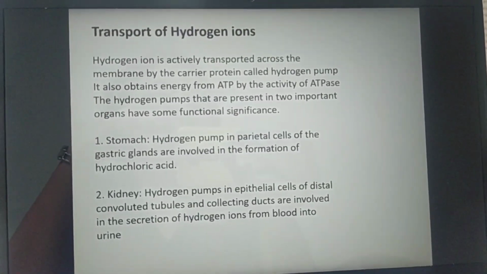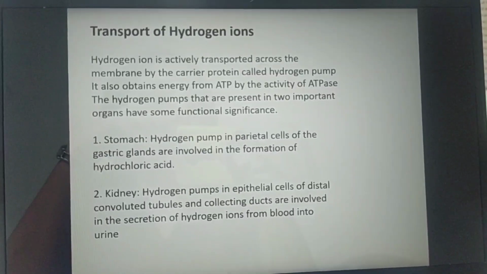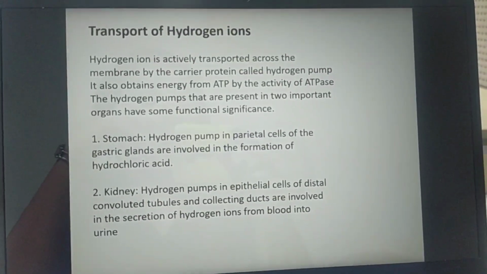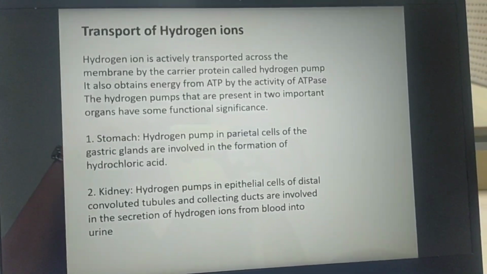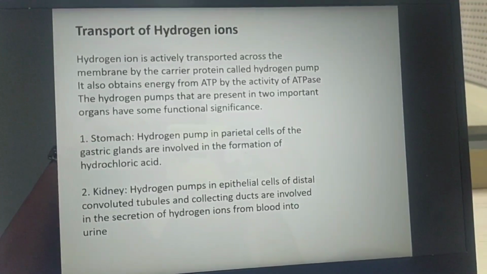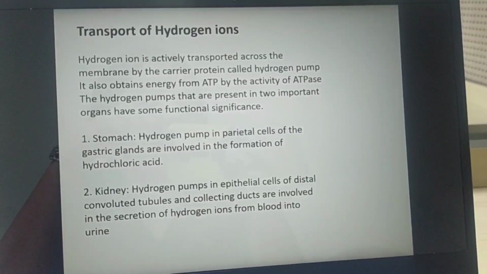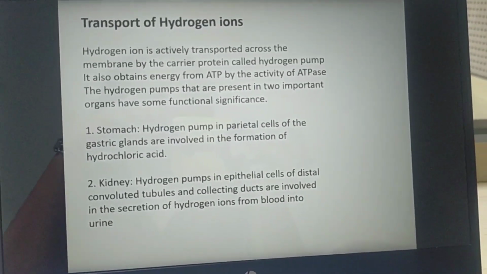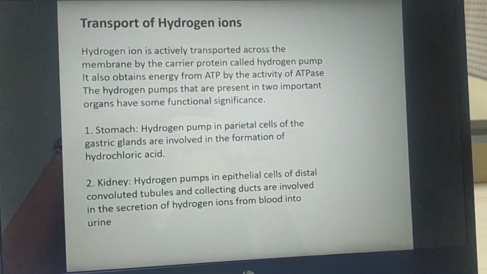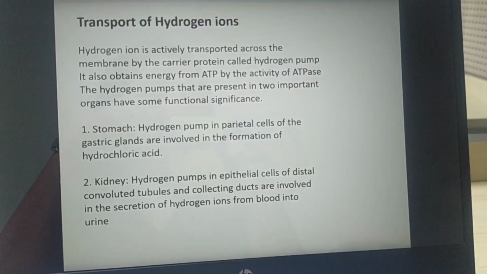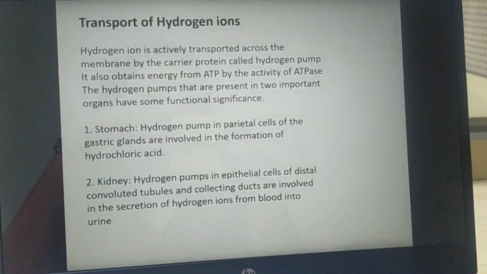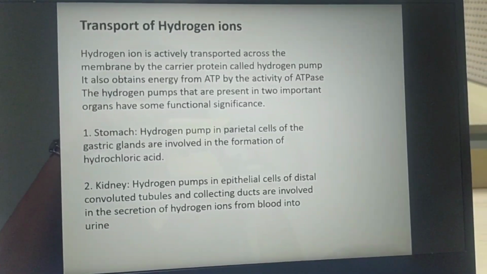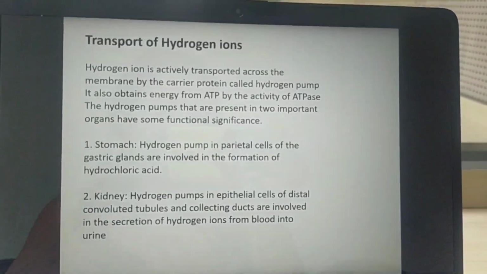The hydrogen pumps that are present in two important organs have some functional significance. First is the stomach. Hydrogen pumps in parietal cells of the gastric glands are involved in the formation of hydrochloric acid. And in the kidney, hydrogen pumps in epithelial cells of the distal convoluted tubules and collecting ducts are involved in the secretion of hydrogen ions from the blood into urine.